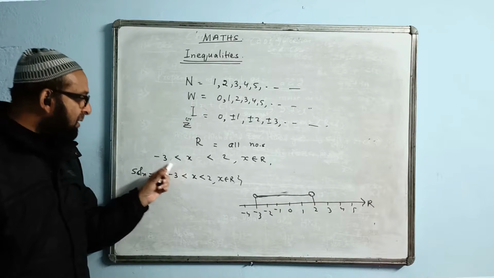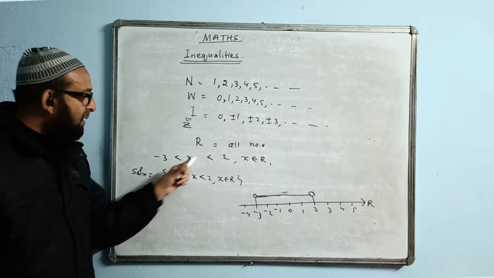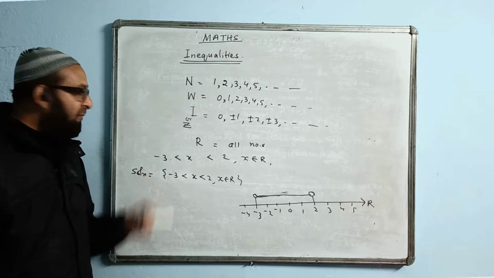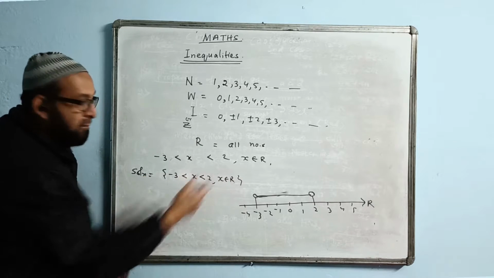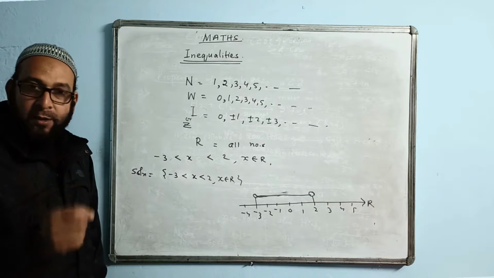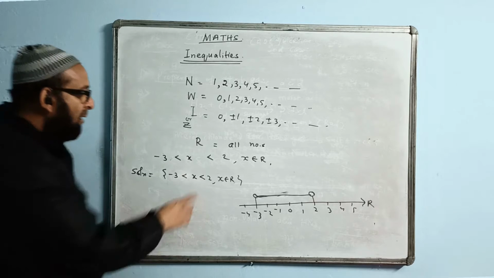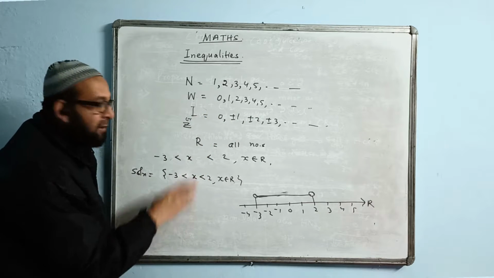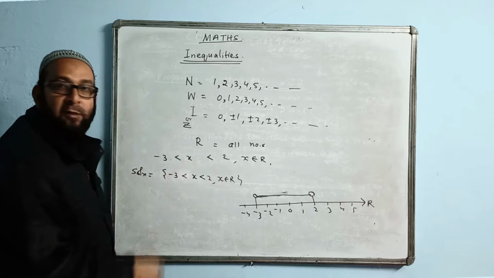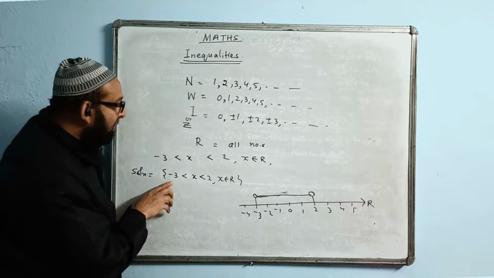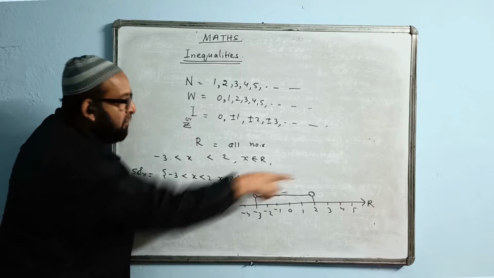Suppose this is the answer: -3 less than x less than 2, and x belongs to real numbers. The solution set we cannot write with commas. That answer is not possible. Real number is all types of number. It includes decimals, it includes fractions, everything. That means 1.99 also can come, 1.9999 also will come, 1.98 also. So many numbers are there, infinite numbers. We cannot write them specifically. That's why the solution set will remain like this, and the number line will show like this.